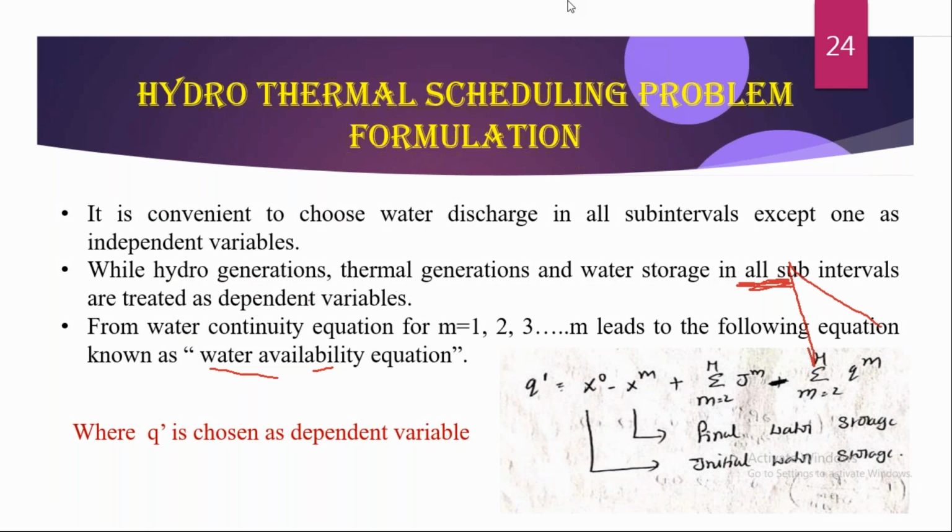Next, last one. This is the last slide in this. After formulating all these terms, that is, the power balance equation, the fuel balance equation, and the subinterval calculation, it is convenient to choose water discharge in all subintervals except one as an independent variable.